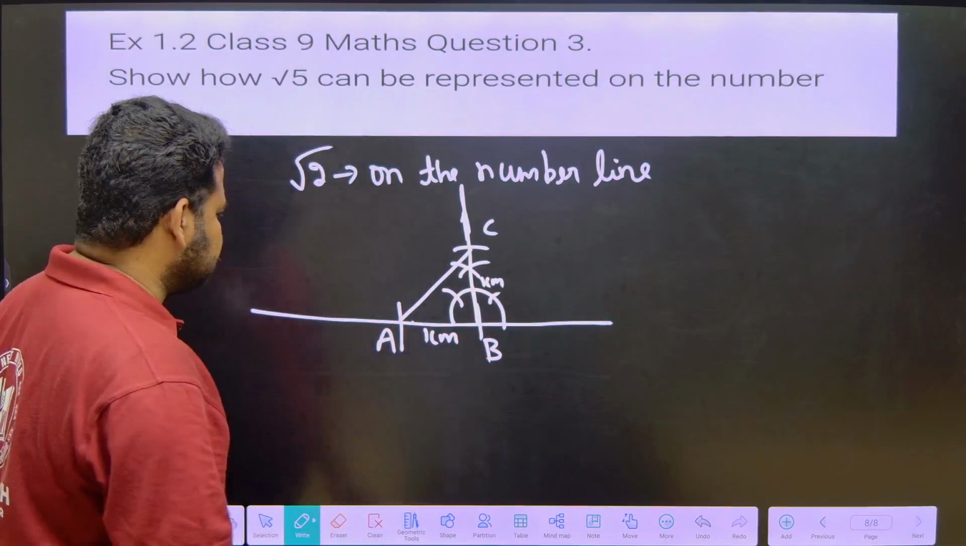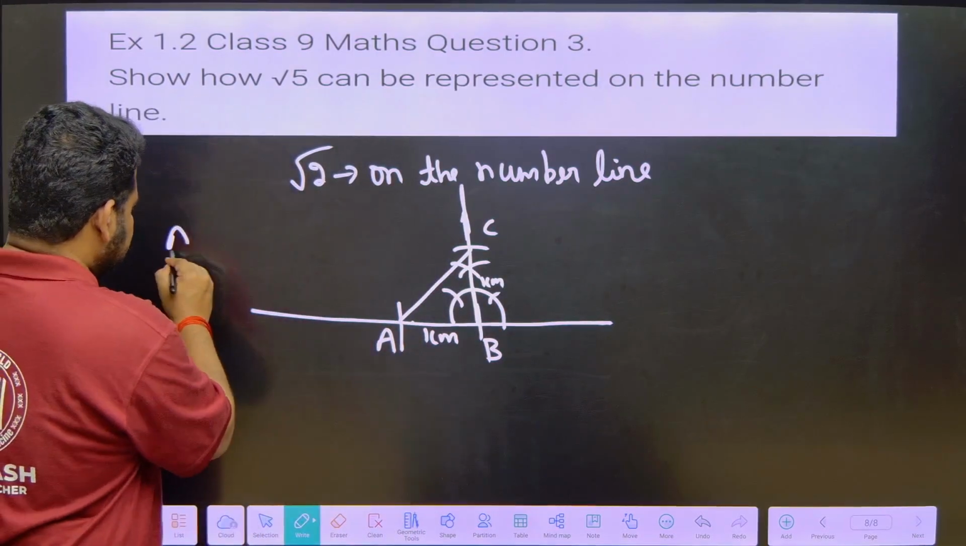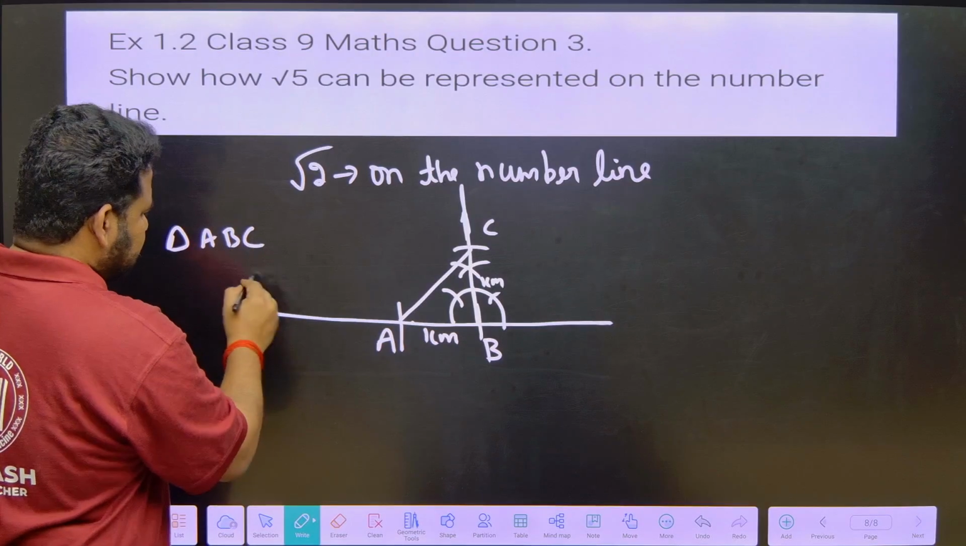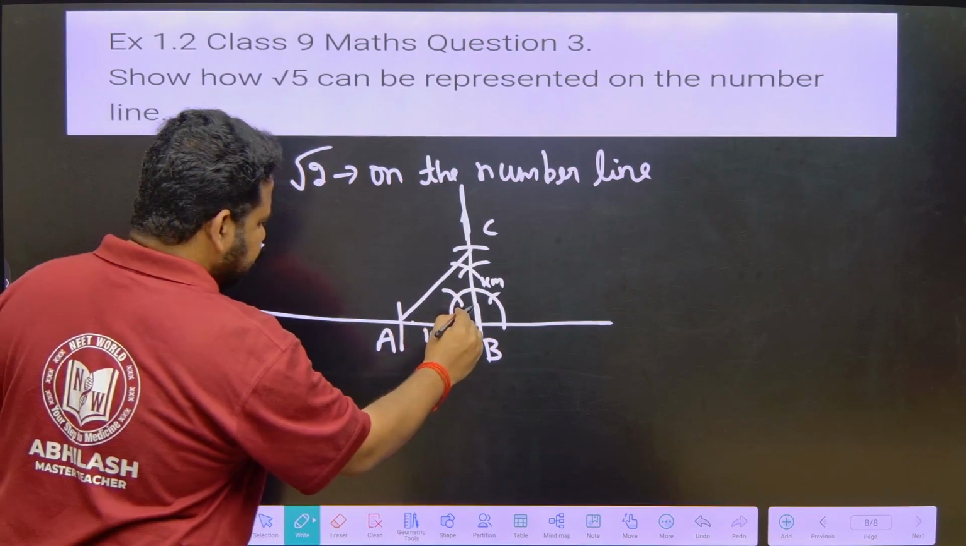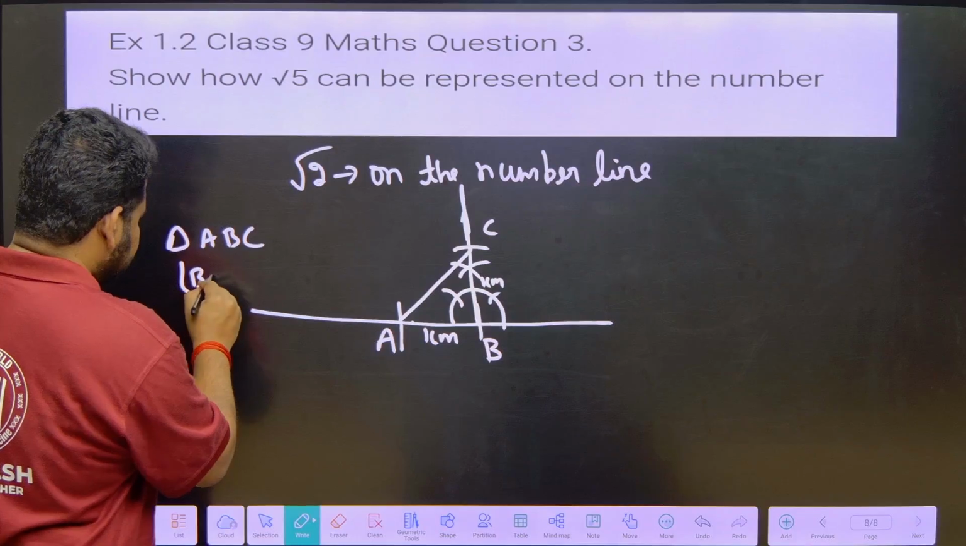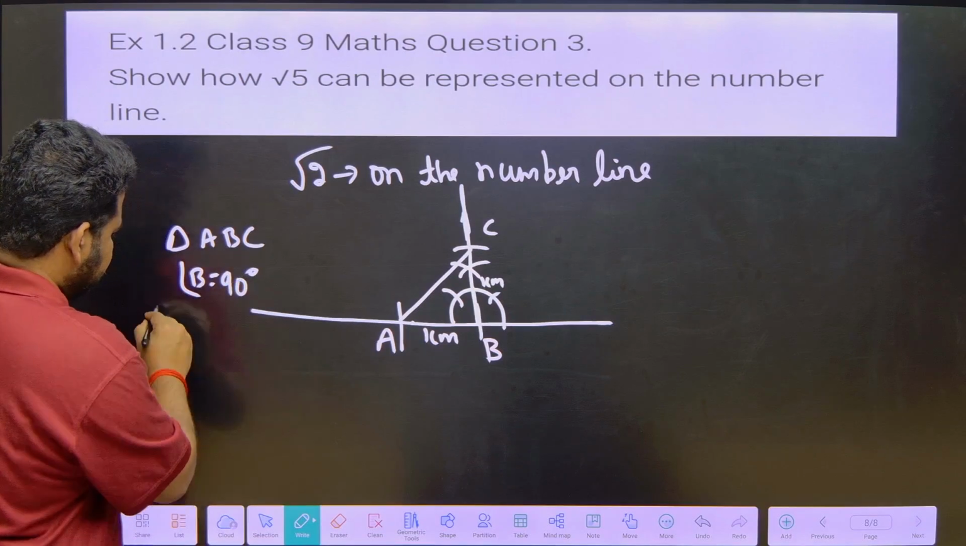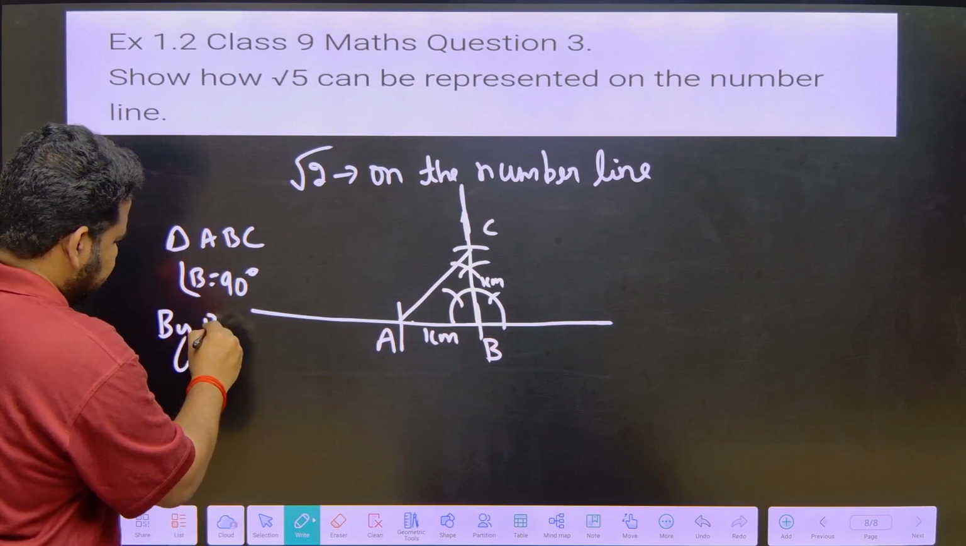Now by Pythagoras theorem, you already got a triangle. In triangle ABC, angle B will be equal to 90 degrees. So by Pythagoras theorem, I'll write it.